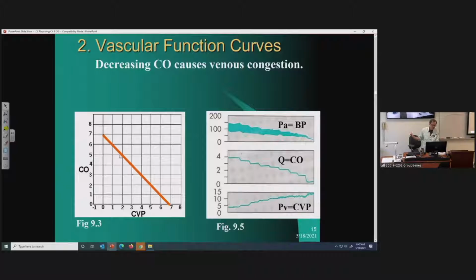So this is the vascular function curve. It just says at high outputs, you have low CVP, and at low outputs, you have high CVP. Why is that? Because blood pools in the veins at low output. That's all this is saying. It's not complicated.